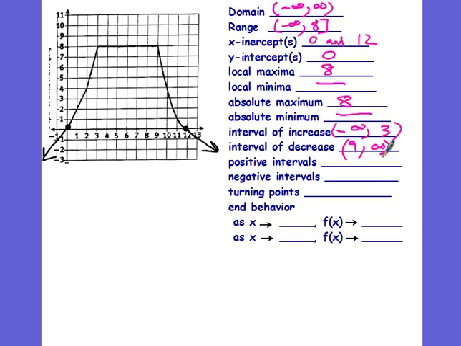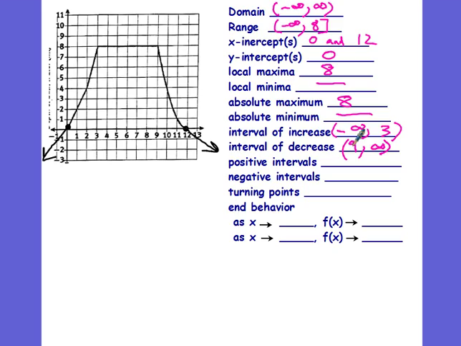Now something's going on that graph between 3 and 9. We don't have a spot for that, but between 3 and 9 is what we call a constant interval. The graph y value is not changing. It stays at 8.